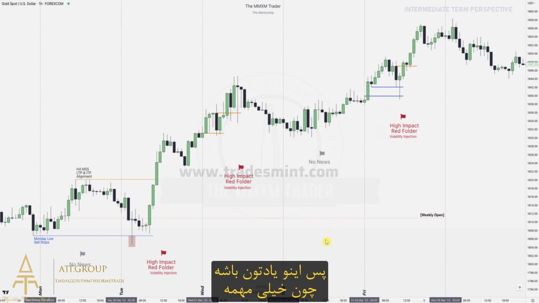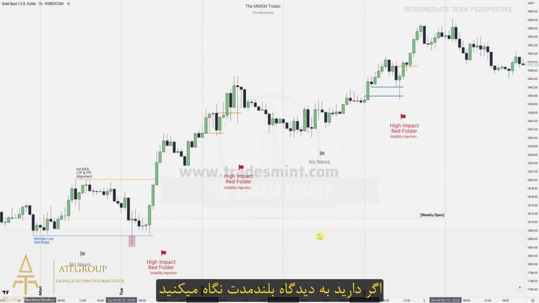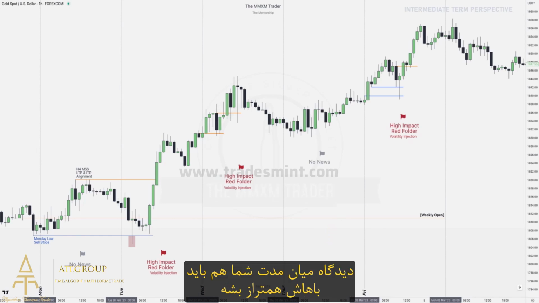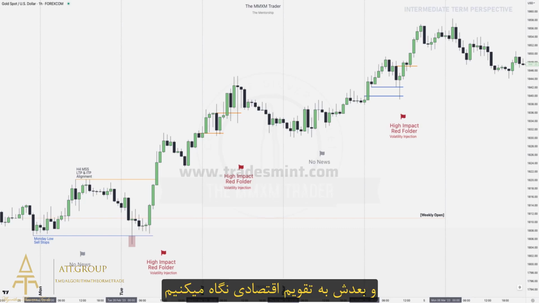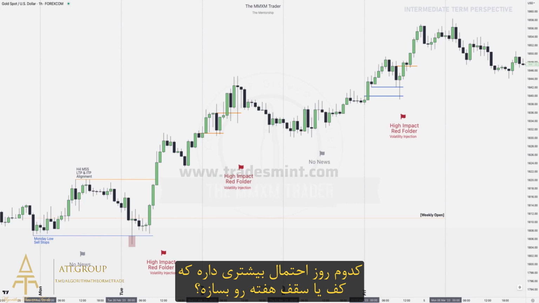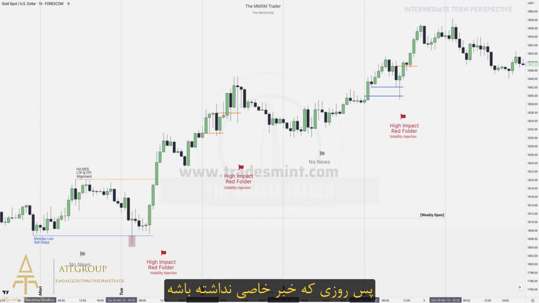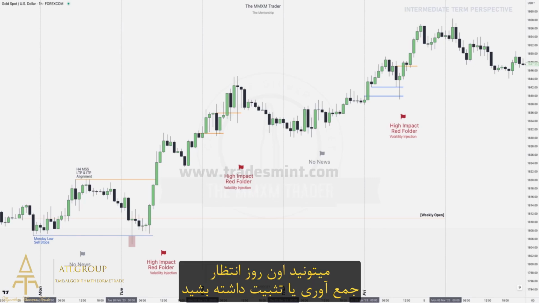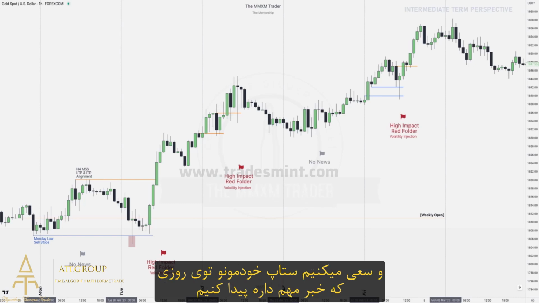So keep in mind, very important, if you're looking for your long-term perspective, your intermediate-term perspective has to be in line. And then we look at the economic calendar, right? Which day is it most probable to create low of the week or high of the week, right? So without news on a particular day, you can expect more of an accumulation or consolidation day, right? And then we try to frame our setups on those days with the high impact red folder.